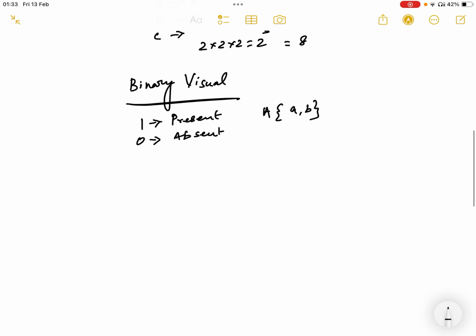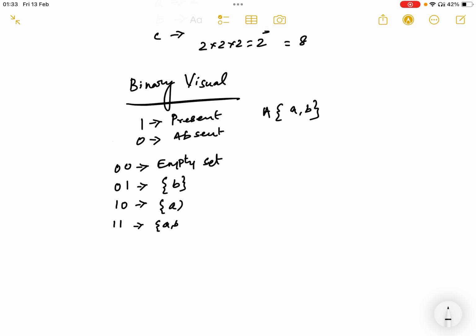So we represent the empty set as 0, 0, and 0, 1 is representing B, and 1, 0 is representing A, and 1, 1 is representing AB. So now you have understood, no? They are in a sense binary patterns.